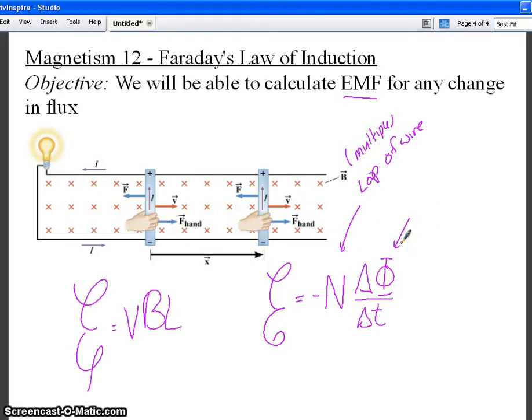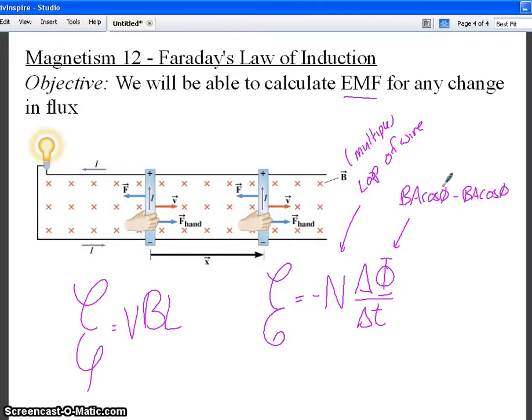We have the change in flux, and as you remember, flux is BA cosine theta, and since the change in flux is going to be BA cosine theta minus BA cosine theta, and then delta t is just a change in time. Okay, so as long as something is changing in time, whether it's the magnetic field, the area, or the angle, it's going to produce an EMF.